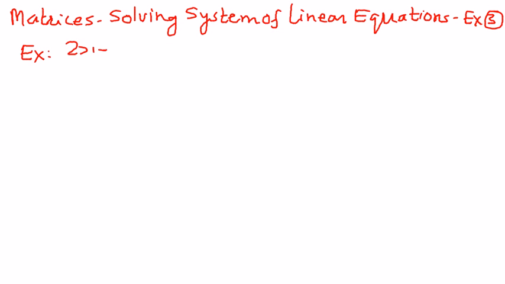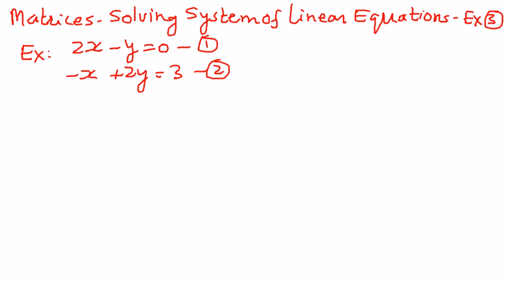2x, let me write this a little bit more clearly. 2x minus y is equal to 0. That is equation number 1. And the second equation we have is negative x plus 2y is equal to 3. This is equation number 2. We will use the graphical method to solve this problem.